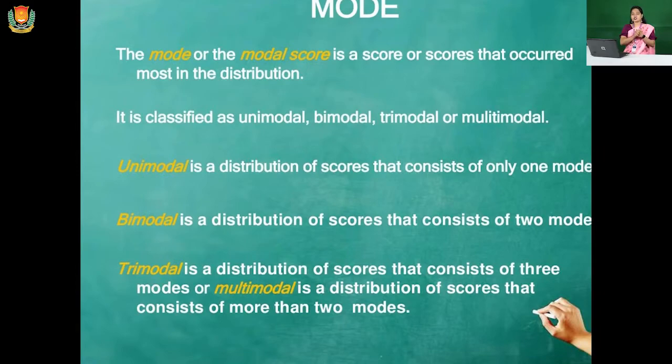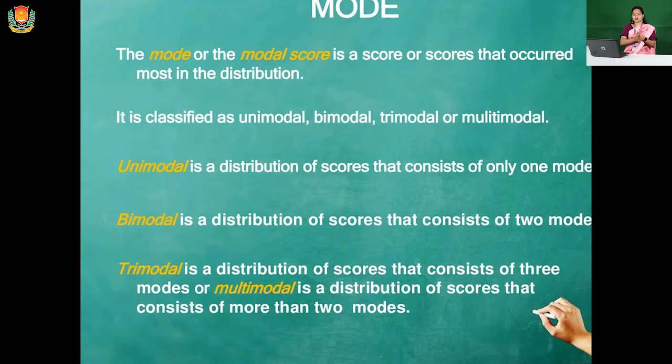So fine, next is the third measure of central tendency, which is mode. So mode, or the modal score, is basically a score which is very recurring in the data.